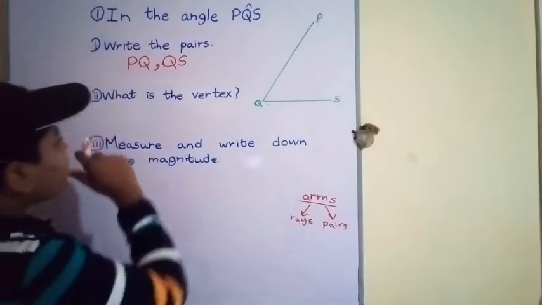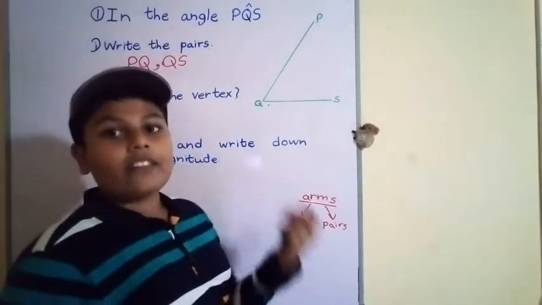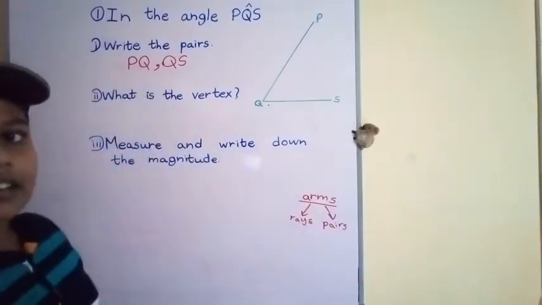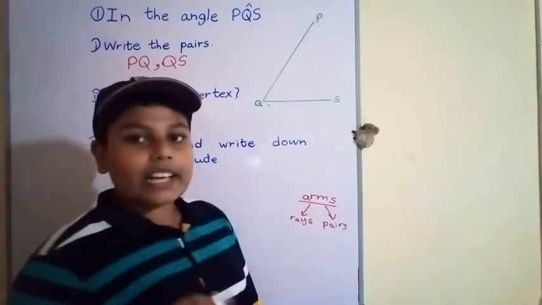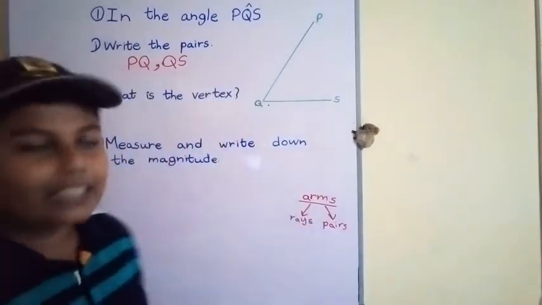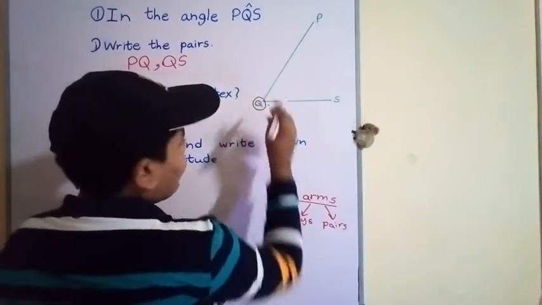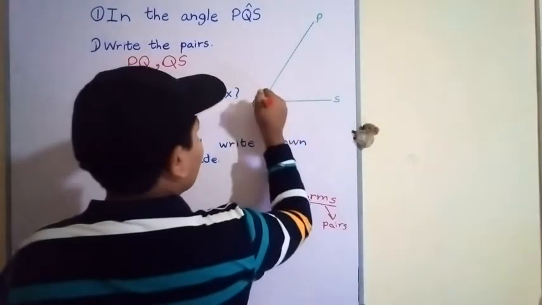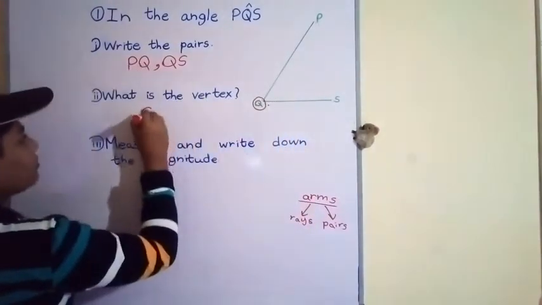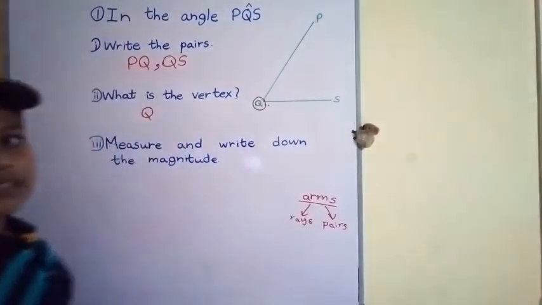In the second part, what is the vertex? Find the vertex in this angle. The vertex is the point where the two straight line segments of the angle meet each other. You can name this point Q. Q is the vertex.